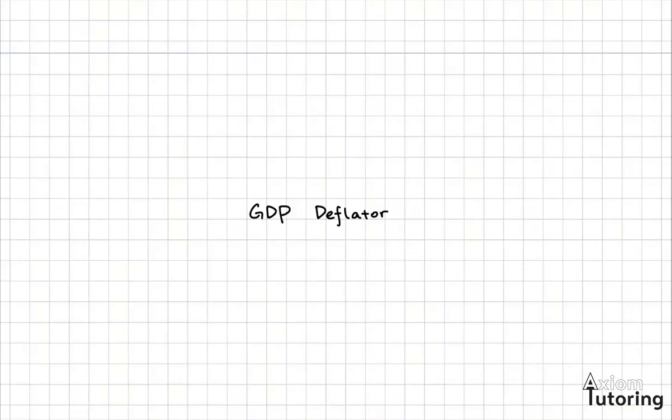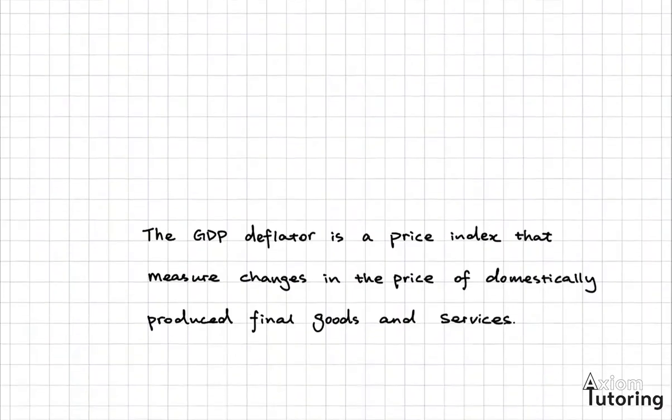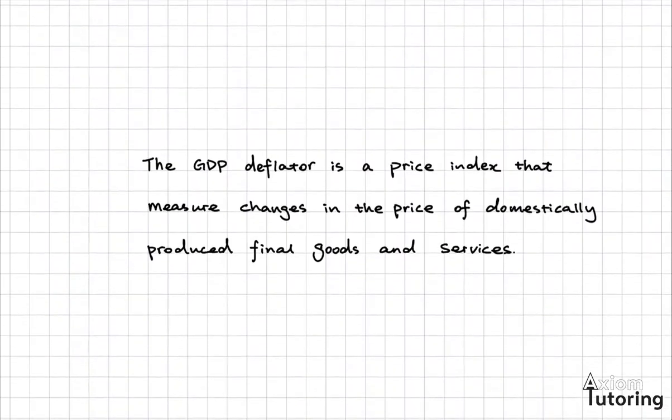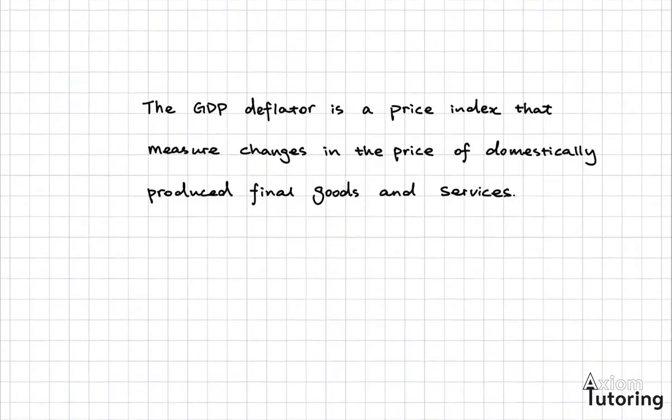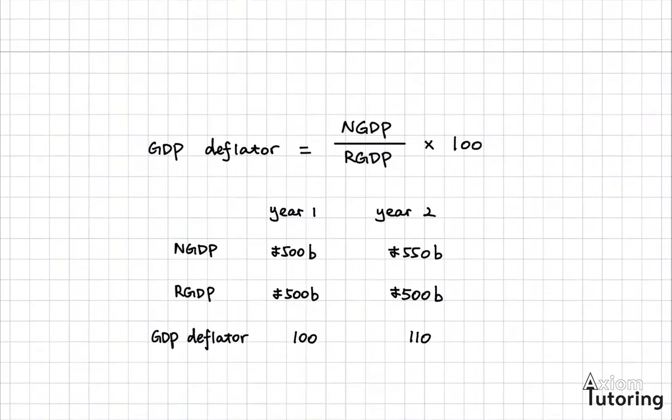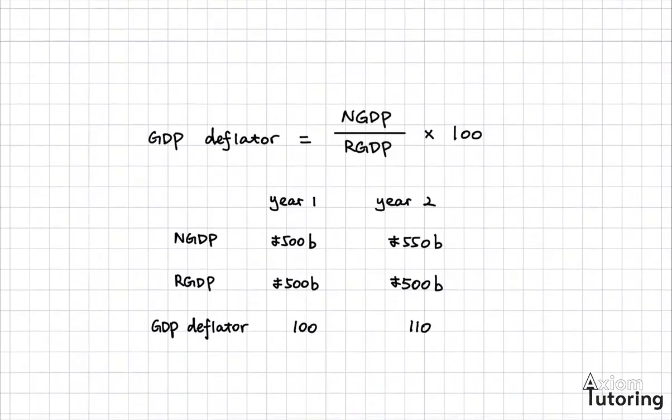One answer is the GDP deflator, which is a price index that measures changes in the prices of domestically produced final output. It allows us to separate changes in the money value of GDP into changes caused by higher real output or changes caused by higher prices. Suppose the nominal GDP has increased from 500 billion pounds to 550. At first glance, it appears that the economy has grown by 10%.